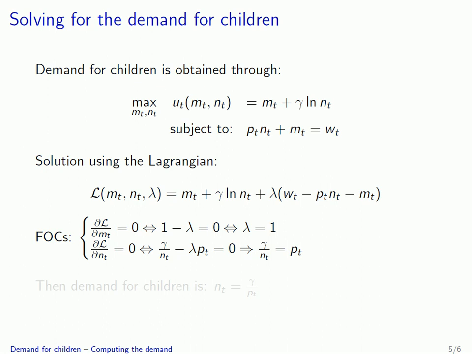So here, this second first order condition means that the marginal utility of one child, gamma over NT, is equal to the price of raising one more child, which is quite easy to understand. Once we have this equation, it's quite easy to invert and obtain NT, the demand for children by adults. So NT is equal to gamma over PT.